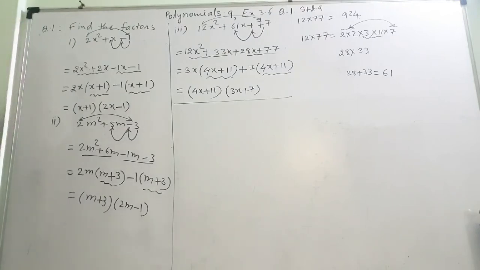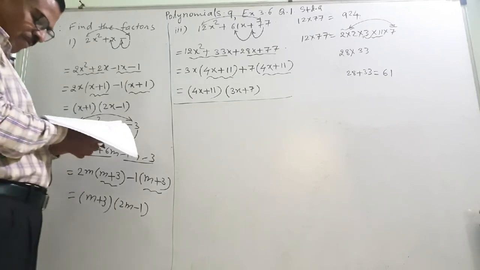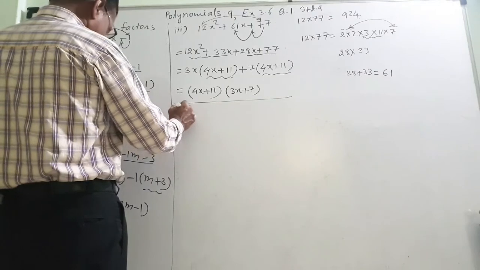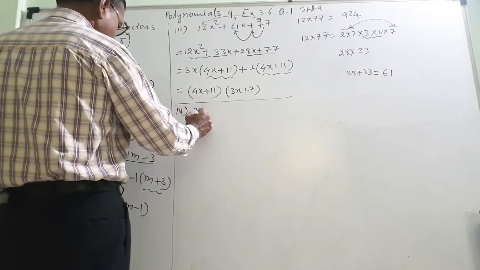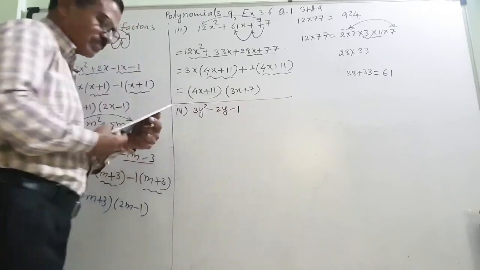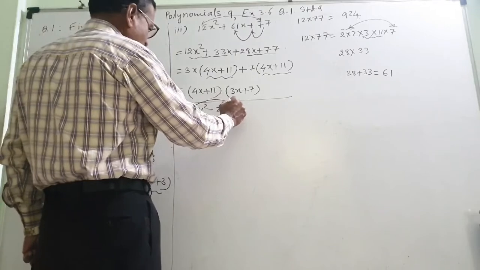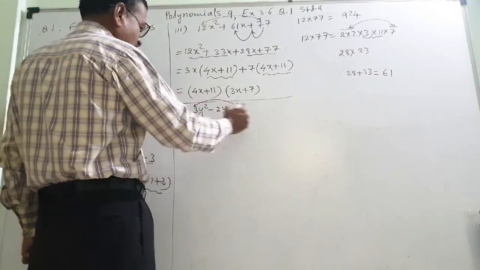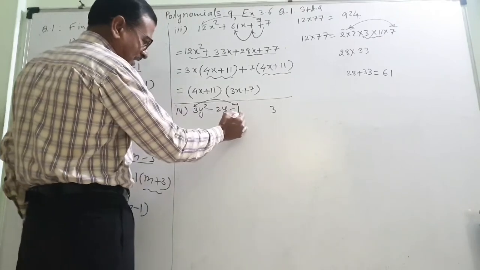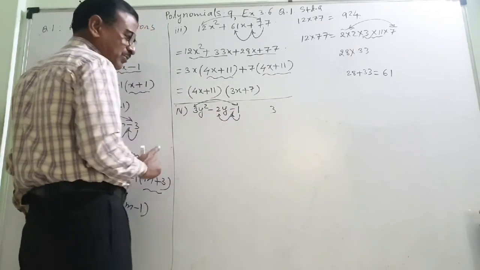You have to revise the video many times so that you will get the perfect idea of how to do these sums. The fourth one is 3y squared minus 2y minus 1. Here also I will do the multiplication of these two. 3 into 1 is 3. Find the factors of 3 such that their subtraction is minus 2. Subtraction I have to do.